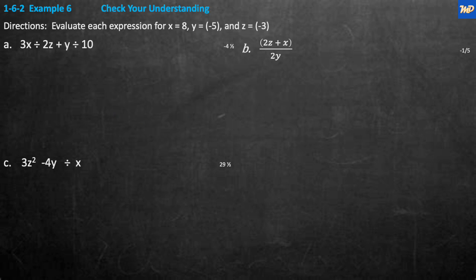Okay, example 6, check your understanding. Evaluate each expression for x equal to 8, y equal to the quantity negative 5, and z equal to the quantity negative 3. Go ahead and try it on your own, and I'll wait till you get back.